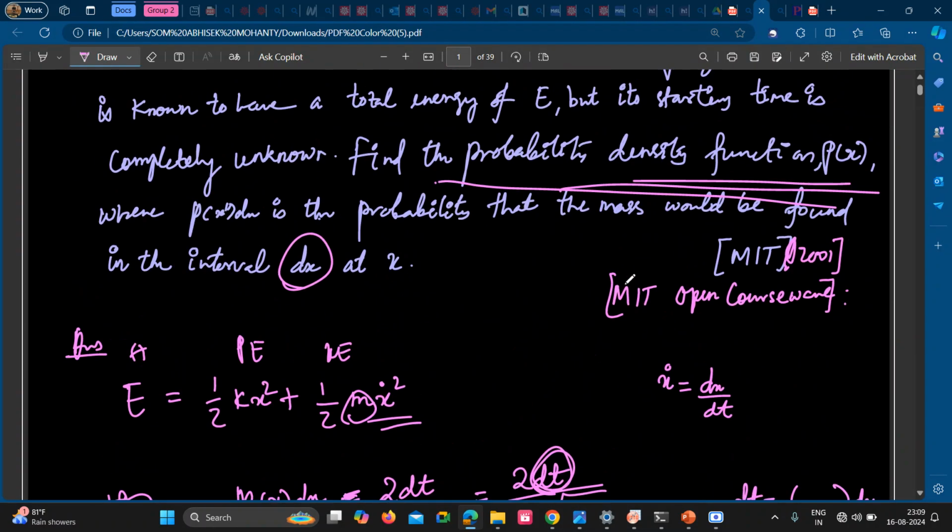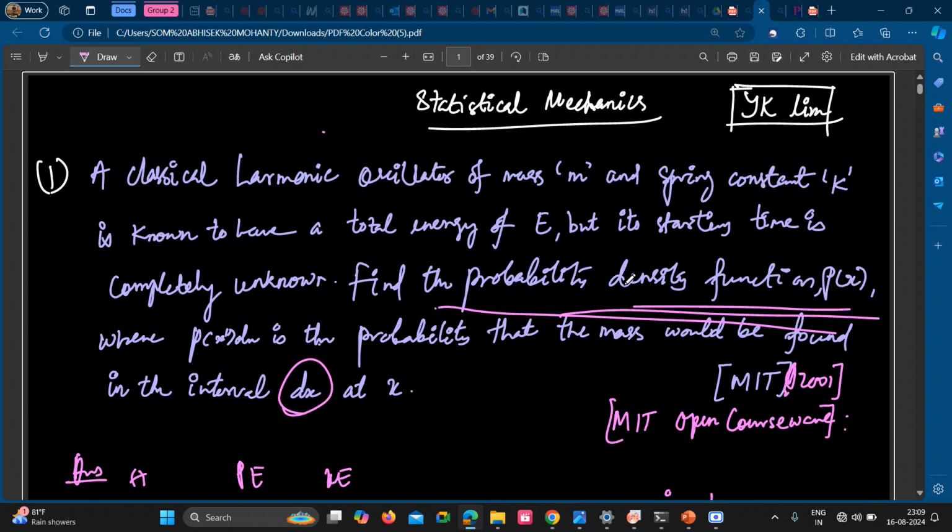Again, let me explain it. A classical harmonic oscillator of mass m and spring constant k is known to have a total energy E, but its starting time is completely unknown. Find the probability density function px, where px dx is the probability that the mass would be found in the interval dx at x. Px dx is the probability, it's not the probability density function. Probability density function is px.